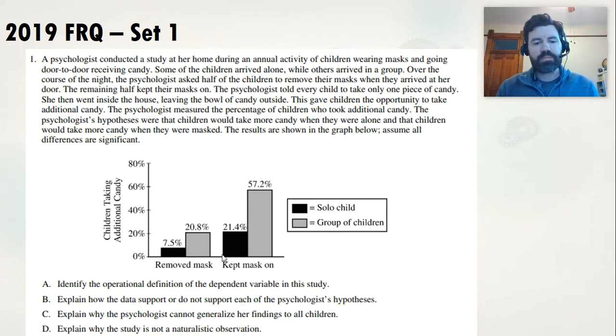And then finally, explain why the study is not naturalistic observation. It may seem like naturalistic observation, right? She's kind of peeking through the window to see what they do. But the reality is that she has manipulated the environment. She's manipulated a variable. She has asked some children to take off the mask and others not to. And so the fact that she's manipulated what's going on here tells us that, in fact, it has to be an experiment.